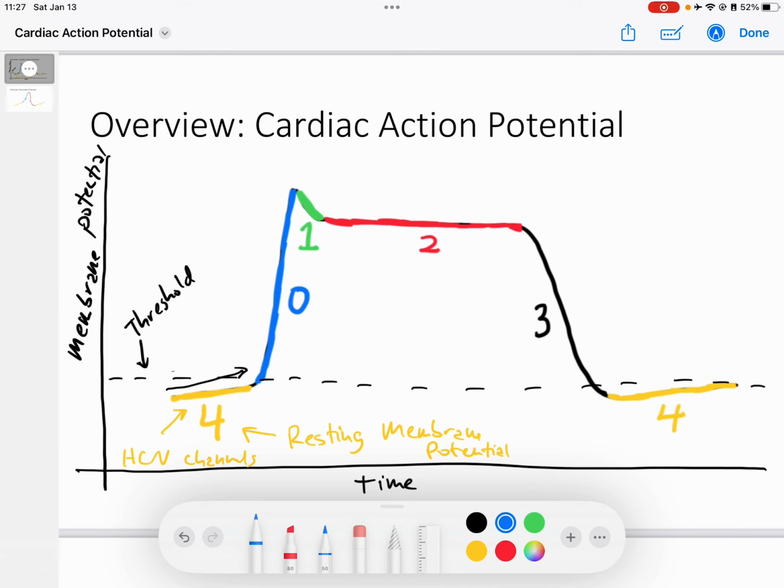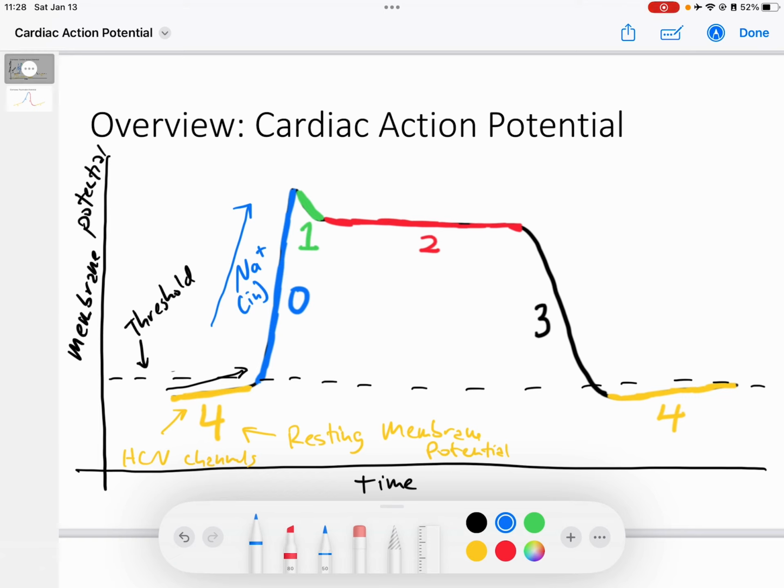And phase 0 is defined as sodium rushing into the cell. And so sodium is coming in to the cell, and that is rapidly making our action potential. You're going to see it stroke more positively because we're having more positive ions coming into the cell. And so that is changing the membrane potential to become much more positive as sodium rushes into the cell.